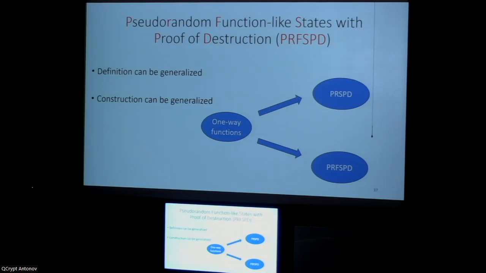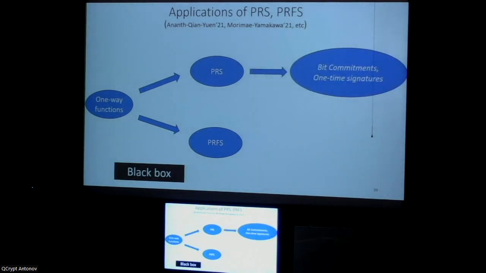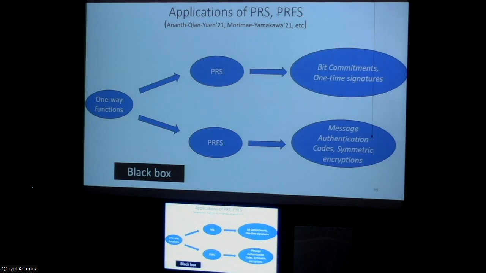Now I would like to go into the applications. What we know is that pseudo-random states and pseudo-random function-like states imply a bunch of these mini-crypt primitives, classical mini-crypt primitives that we saw earlier in the earlier talks.